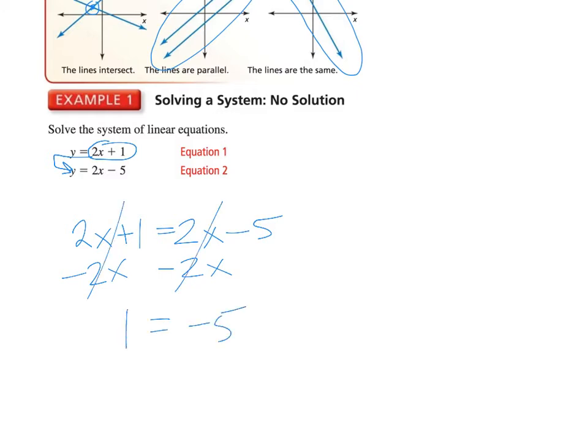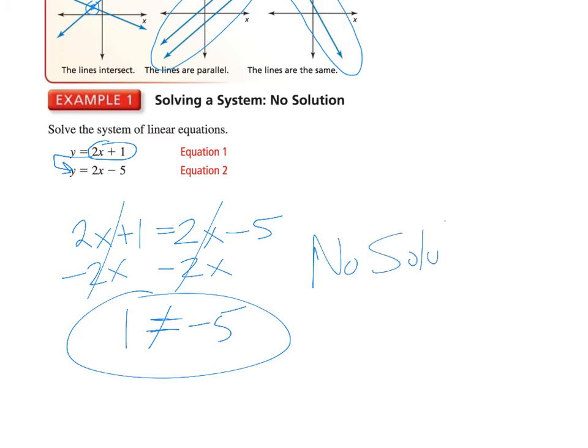So with the situation we're in right now, the variable's gone, and we're left with an equality that is not true. If it's not true, then that means there's no solution to the system. It's as simple as that.